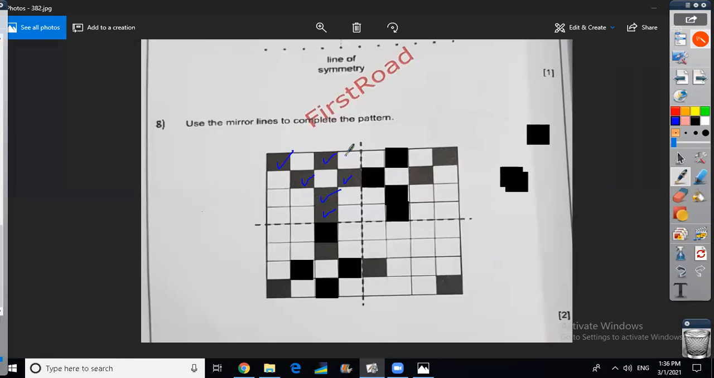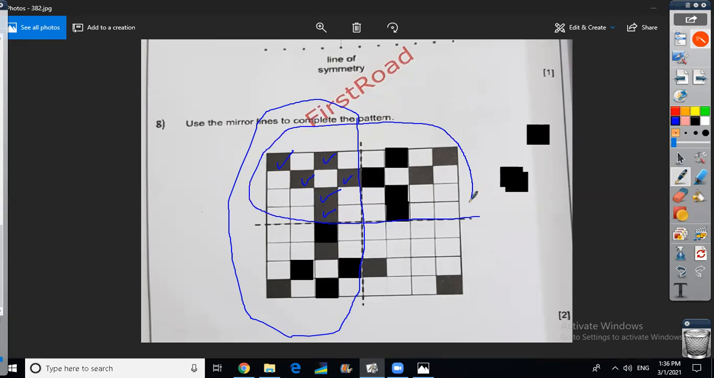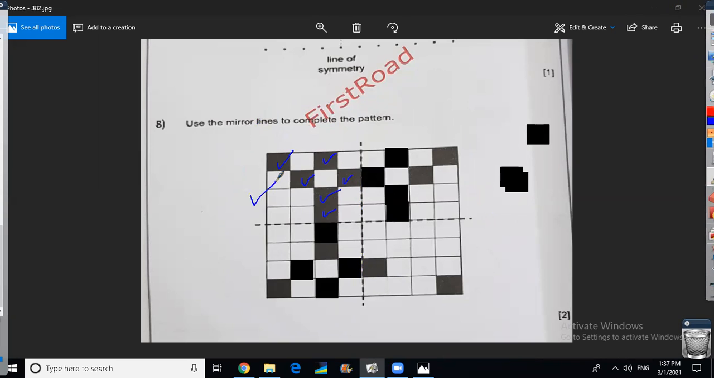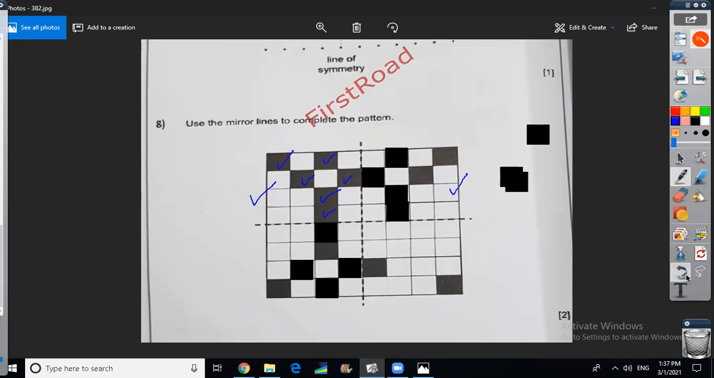And now I'm done with all this half. Look at this. All of this is done, and all of this is also done. But I need to do one more thing. What is it? I need to reflect. As I reflected this quarter, right and down, I need to reflect this quarter down. All right, let's do this.